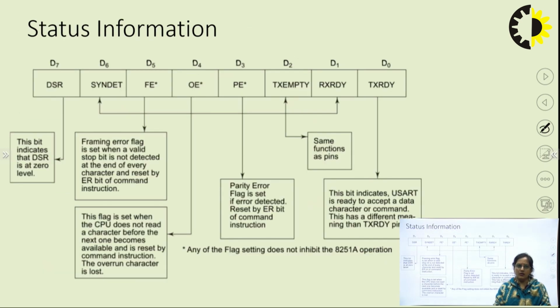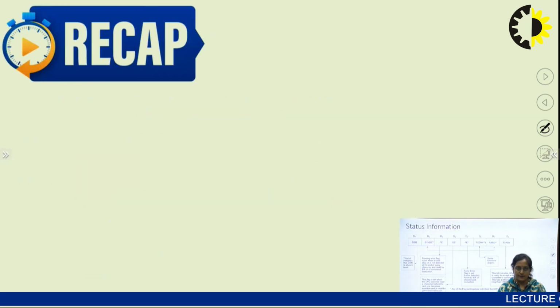Status information. From this register, the microprocessor reads the status of the 8251 at any point of time when it is communicating with another device, and before getting any signal to transmit another data. So from this status information register, the microprocessor can read the current status of the 8251.